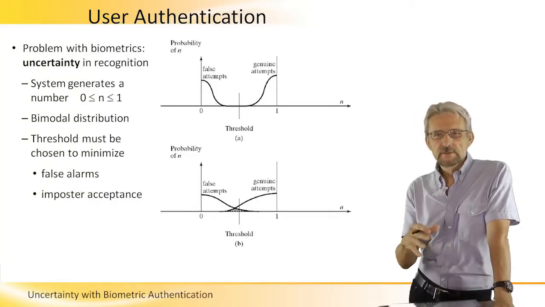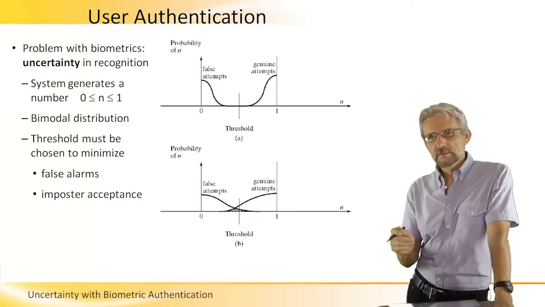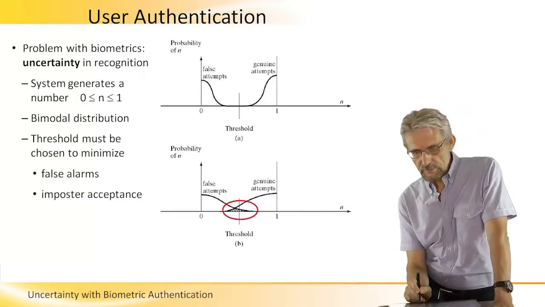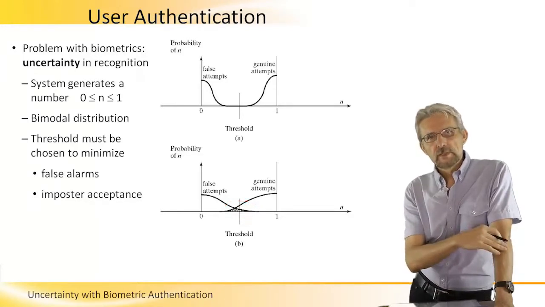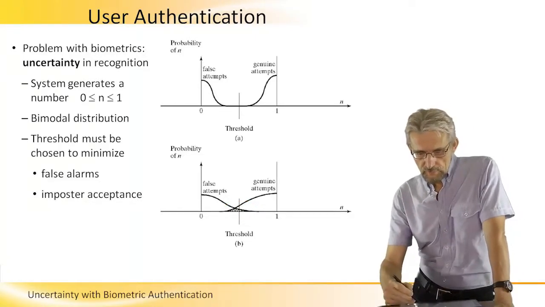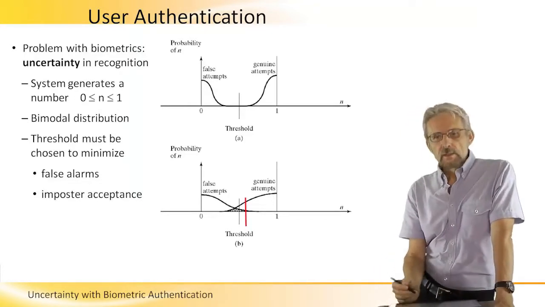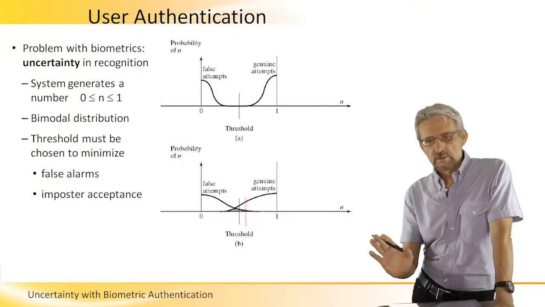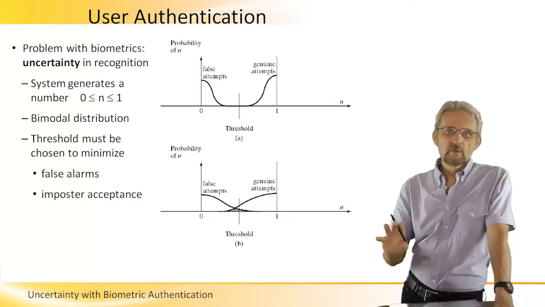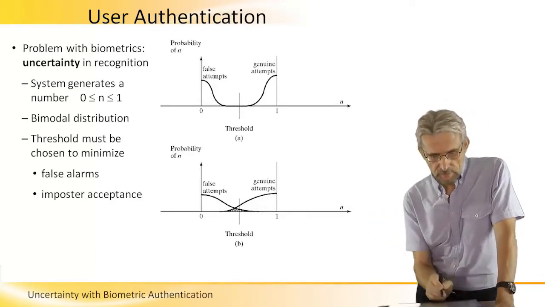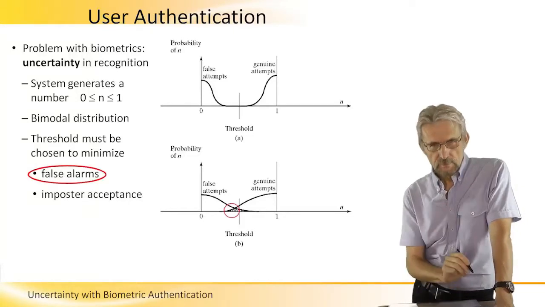If the method is very flaky and it's not very reliable, it will give you some numbers or some imposters that actually overlap the genuine attempts. And so you have to decide where you cut it off. So if you cut it off, let's say here at this point, very high, no fake imposters will be able to get through the system, but you will annoy a whole bunch of people who are legitimate users who will be rejected, and those are false alarms.